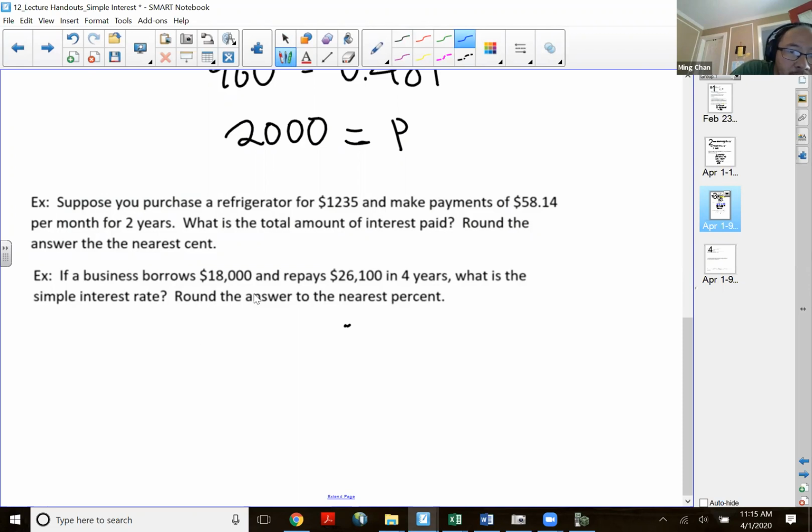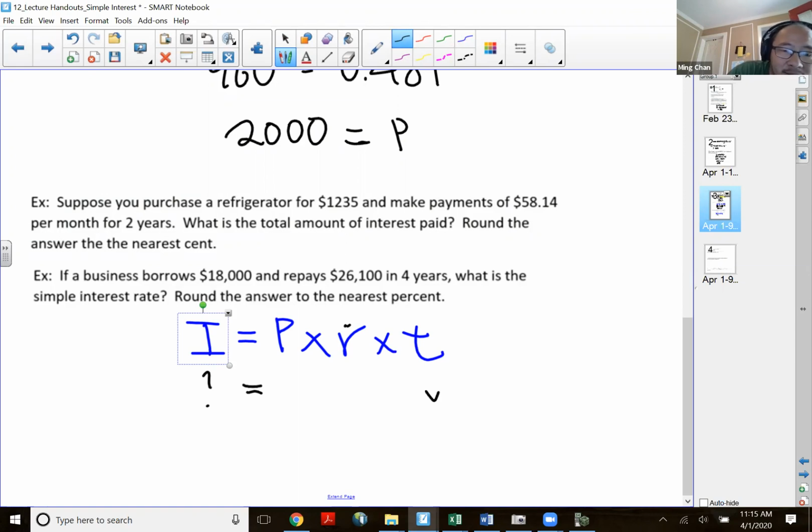So let me explain why this formula does not work for this particular example. Check this out. What is the amount of interest paid? So it's looking for interest. I don't know what that is. If I'm missing interest, that means I've got to know principal, rate and time. I know my time is 2 years. I know my P is 1235. I got that, but I do not know what my interest rate R is. So I actually cannot use this formula to find the answer. So we've got to begin to think about what it means to have this monthly payment of $58.14.